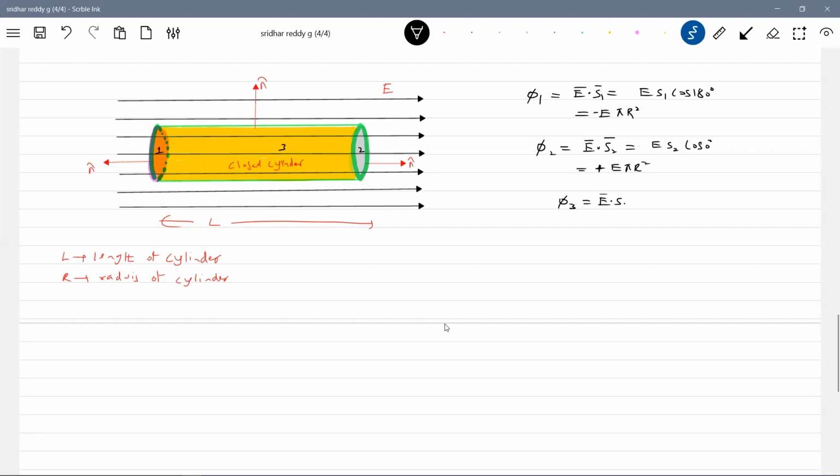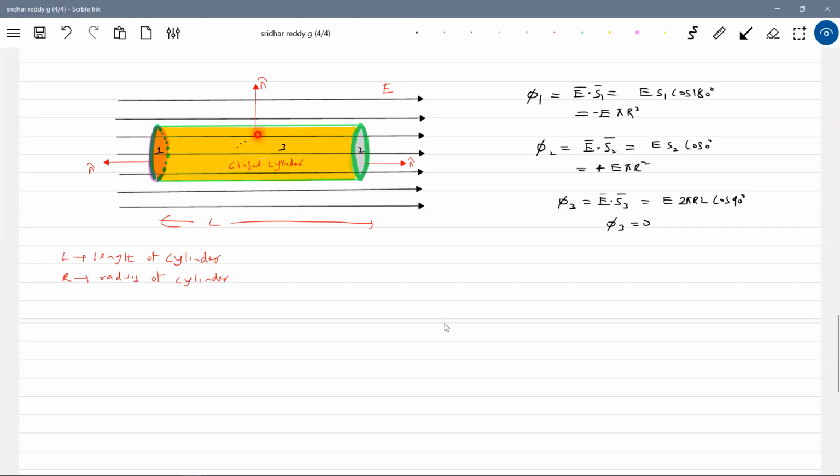E bar dot S3 bar should be equal to E into the area, 2 pi RL, cos 90 degrees. So this should be equal to 0. So what is the flux linking this lateral surface? Shall we call this a lateral surface? This we call a lateral surface, and these we call plane surfaces, or you can say the cross sections of the cylinder.